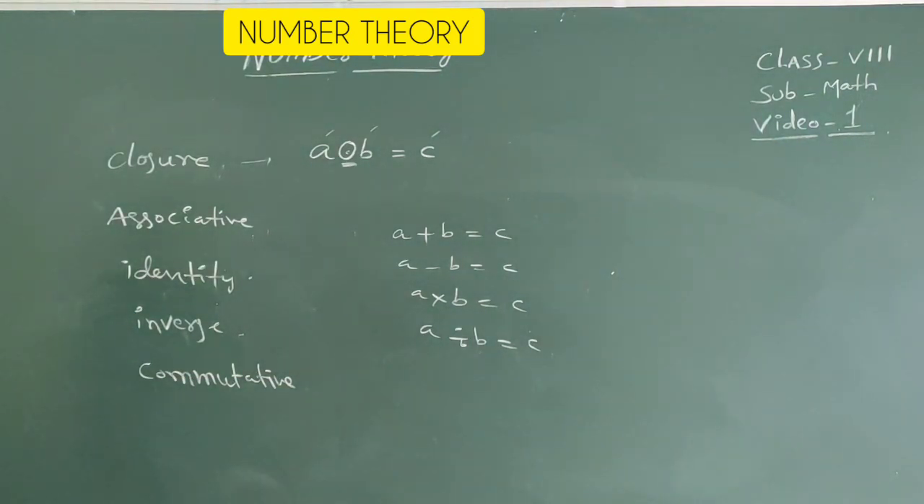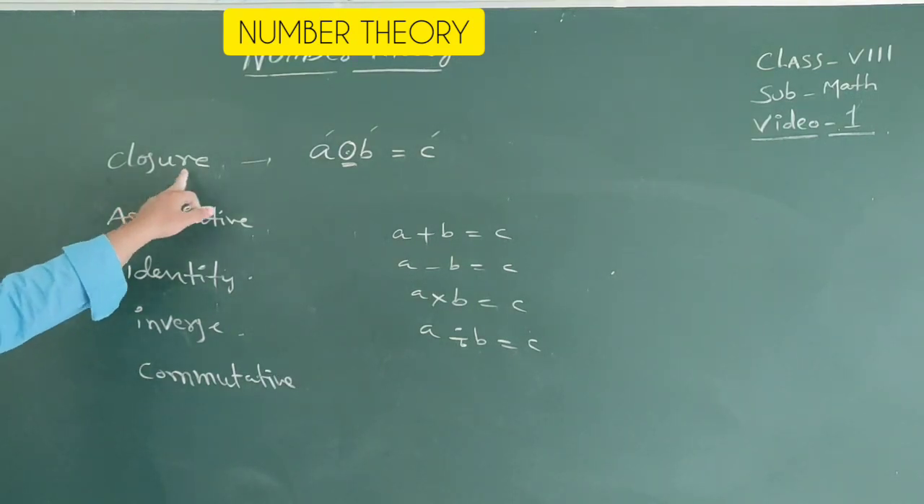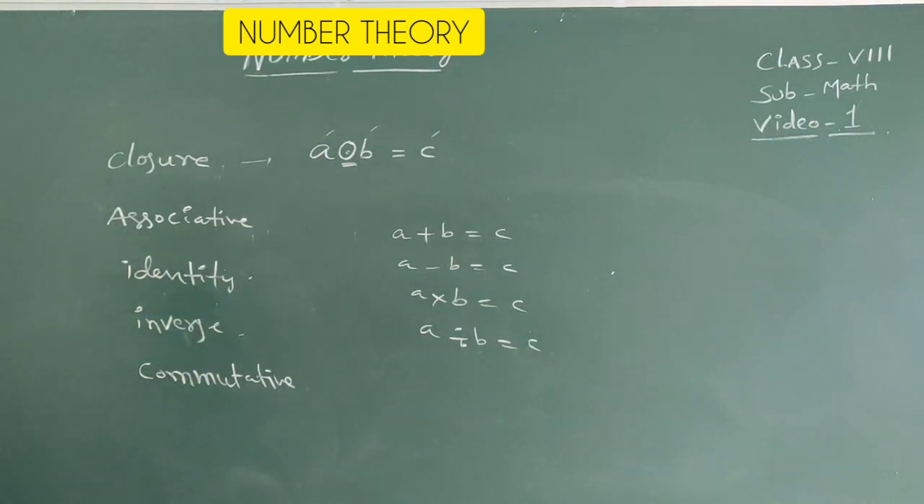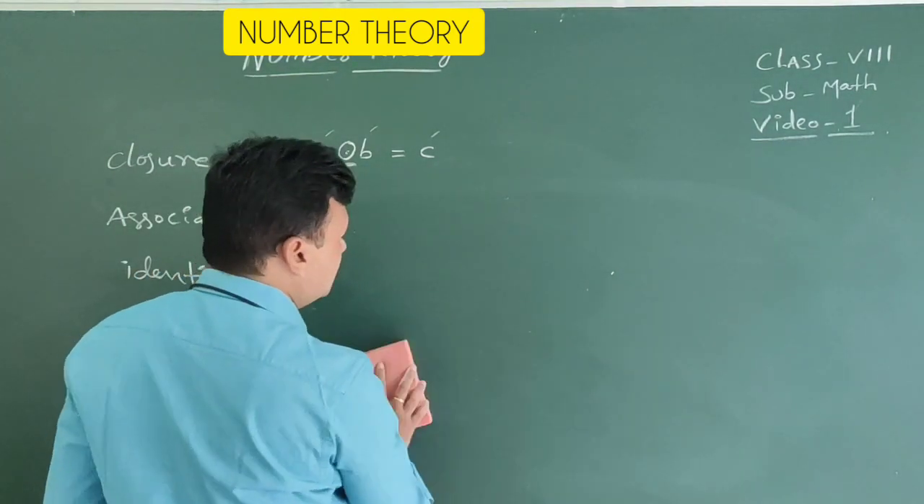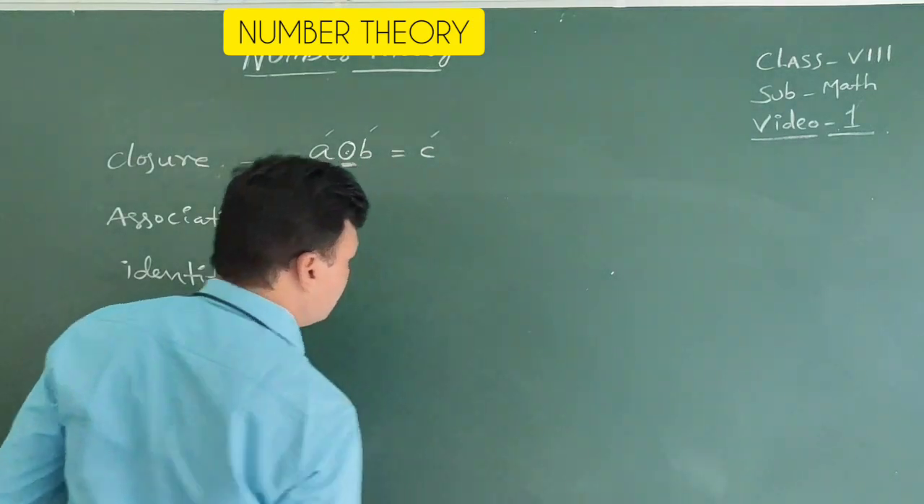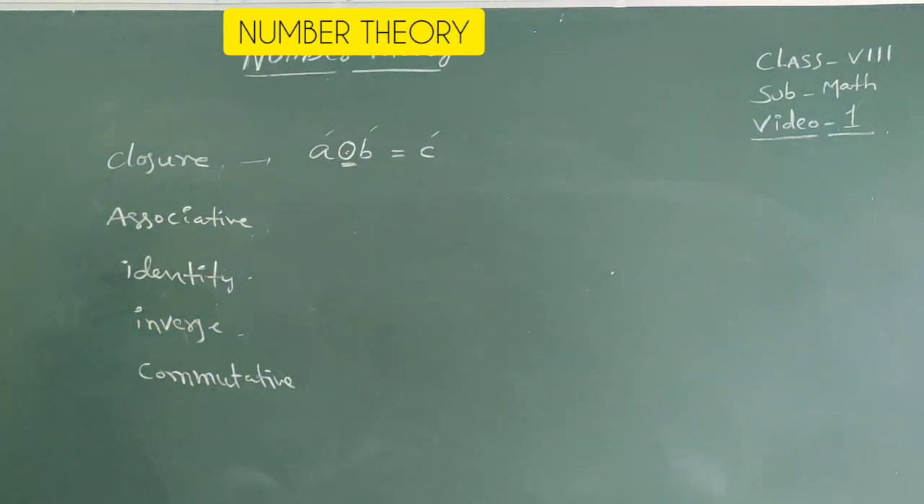That's why rational numbers are closed with respect to addition, subtraction, multiplication and division also. Natural numbers and whole numbers satisfy closure with respect to addition and multiplication, while integers satisfy closure with respect to addition, subtraction and multiplication. But rational numbers satisfy the closure property with respect to addition, subtraction, multiplication and division.